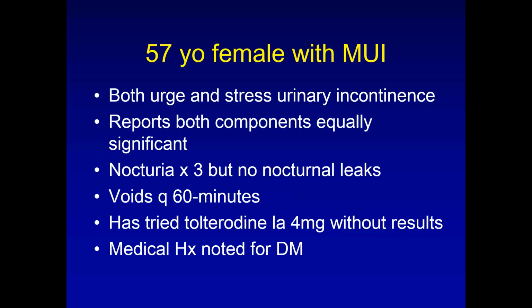So our first case. We have a 57-year-old female with mixed urinary incontinence. She's got urge and stress. She says they're both relatively equally bothersome to her. She wakes up 3 times a night. She's had no nocturnal leaks. She's going to the bathroom about every hour. She's tried tolterodine without improvement. She's diabetic.